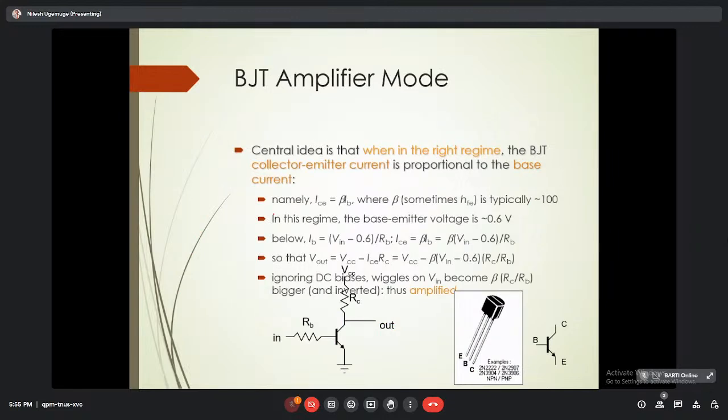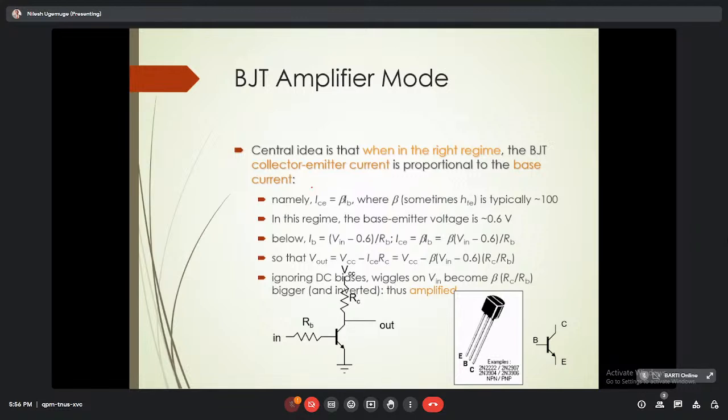Now here we can see the BJT. BJT means bipolar junction transistor. As I have said, if we are talking about the bipolar junction transistor, then there are two types: one is the NPN, another one is the PNP. The difference is only that we have to change the biasing. Whether it is NPN or PNP, both work in a similar way. The only thing is that we have to change the biasing, the supply voltage.